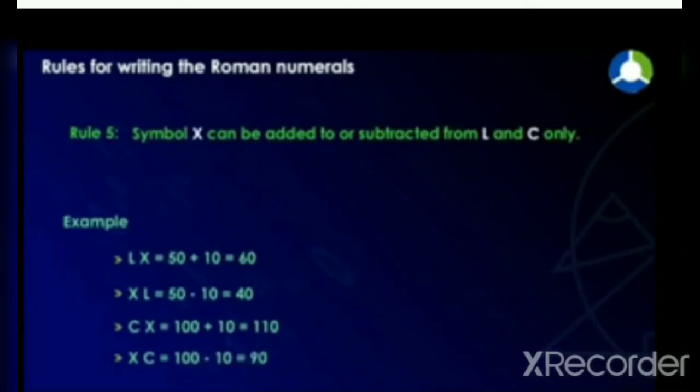At the same time, when somebody asks you to write 40 in Roman numerals, here you need to subtract 10 from 50. So it will come on the left hand side. X will come on the left hand side of L. So the Roman numeral equivalent to 40 will be XL. I think this is clear to you all.